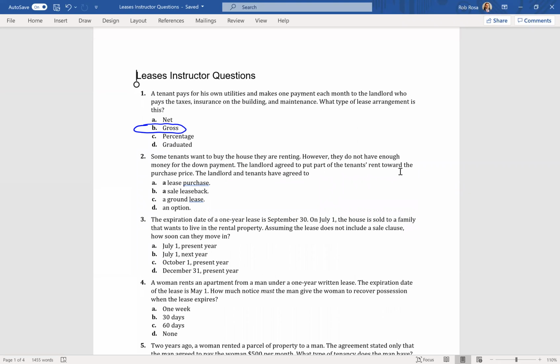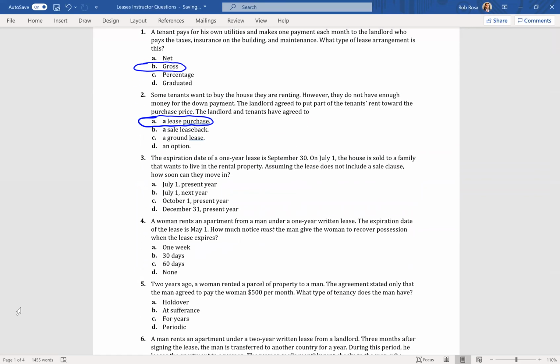All right. Number 2, some tenants want to buy the house they are renting. However, they do not have enough money for the down payment. The landlord agreed to put part of the tenant's rent toward the purchase price. The landlord and tenants have agreed to what? A. You got it. A lease purchase.